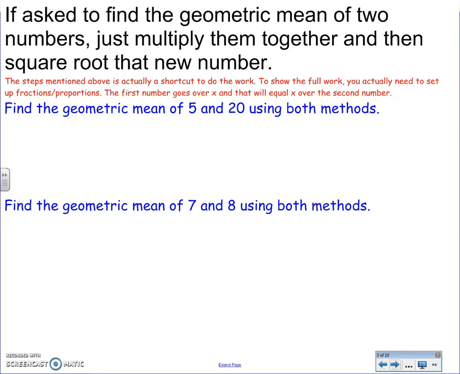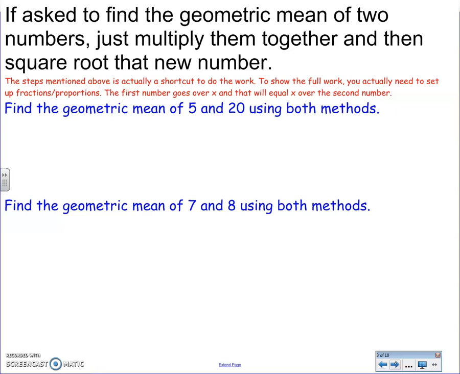So if asked to find the geometric mean of two numbers, again, just multiply them together and then square root that new number. Now, the steps I wrote in red are actually a shortcut to do the work. To show the full work, you actually need to set up a fraction or proportion. The first number goes over x, and that will equal x over the second number.